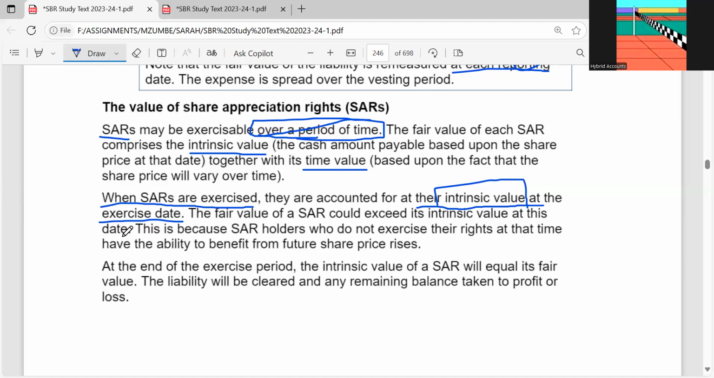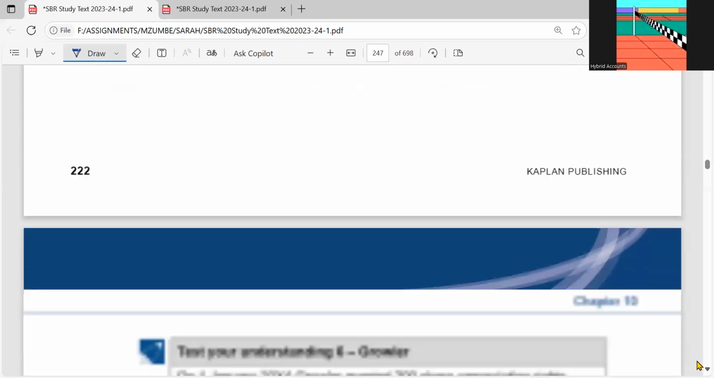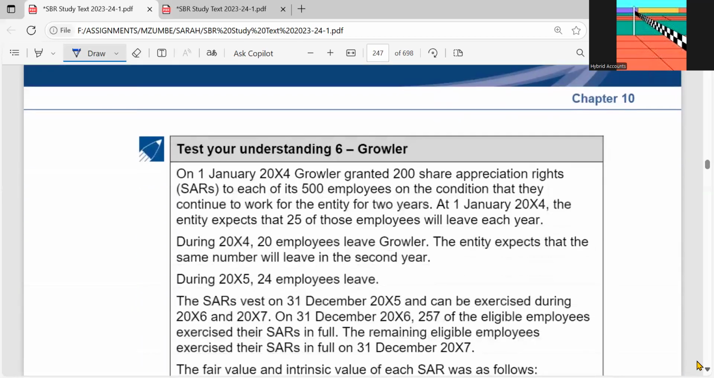As I told you, the time value would go narrowing, and at the end they would be equal. This is because the share appreciation rights holders who do not exercise their rights at that time have the ability to benefit from the future share price rises, right? At the end of the exercise period, the intrinsic value will equal its fair value, and so the liability will be cleared, and any remaining balance taken to profit or loss. This is just an accounting treatment, but you don't need to worry about that. You are going to see it practically.